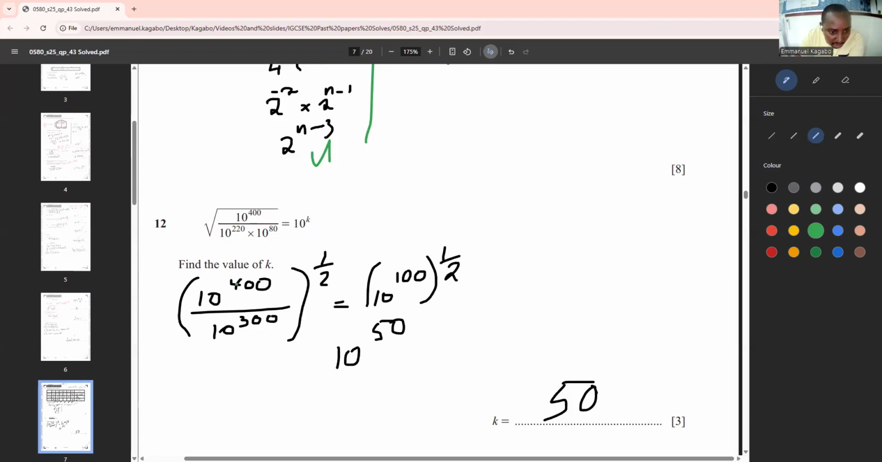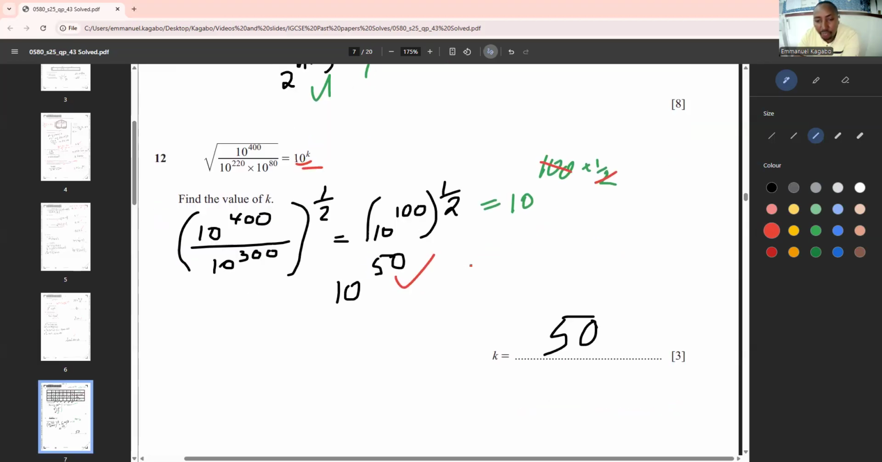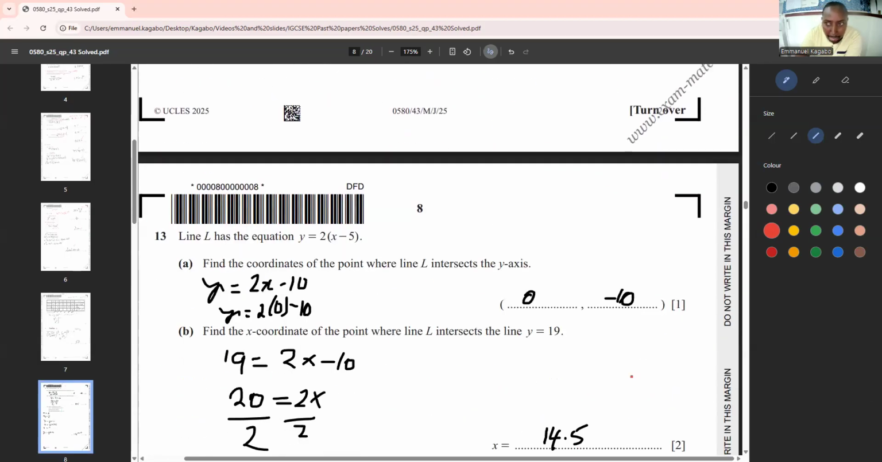So when you are dividing, you subtract the powers. 400 minus 300 will give me 100. Power a half. When you have such a situation, it will give me 10^100 times a half. And this one simplifies with that. Then that's how I'm getting this. And the k is going to be 50. Well done. I hope we are together here.